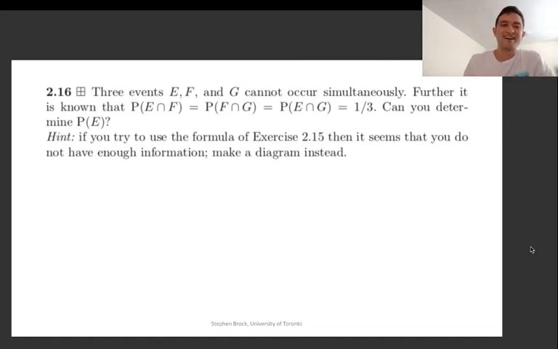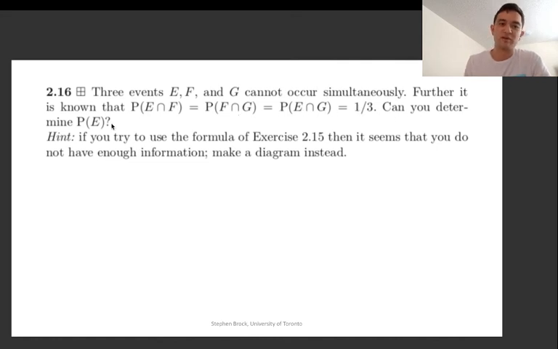So, question 16. It was a little bit tricky, and I think a lot of you had trouble with it. So, I'm going to try and go through it and hopefully help you demystify the question and increase your understanding. So we have three events, E, F, and G, and they cannot occur simultaneously. Further, it is known that the probability of E intersection F is equal to the probability of F intersection G, which is equal to the probability of E intersection G, which is equal to 1/3. Basically just saying that all these intersections are 1/3.